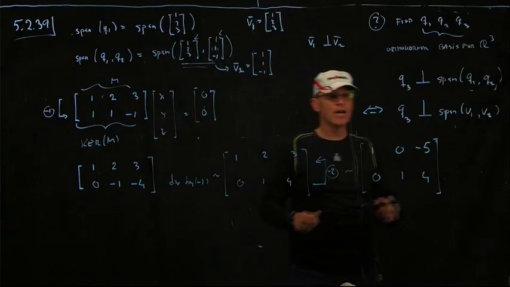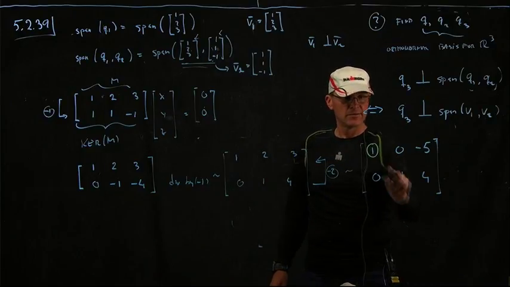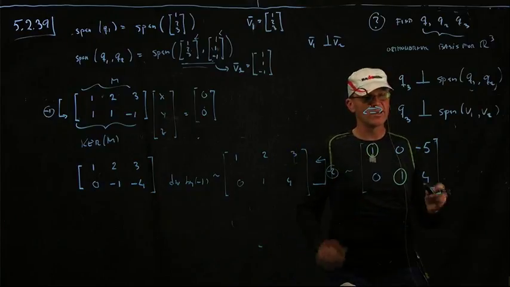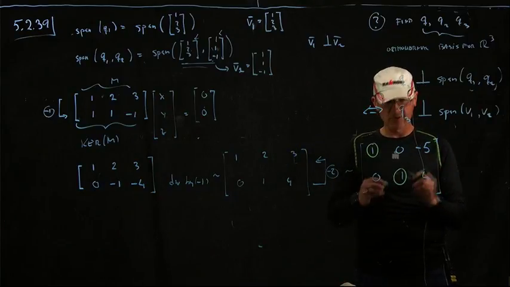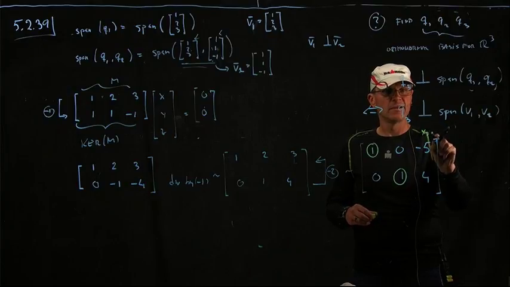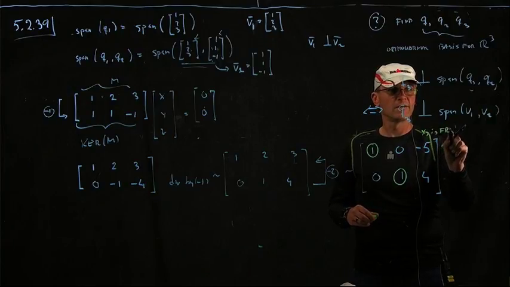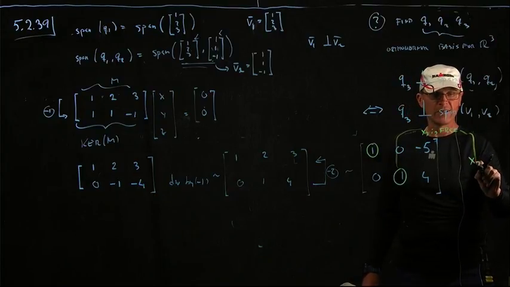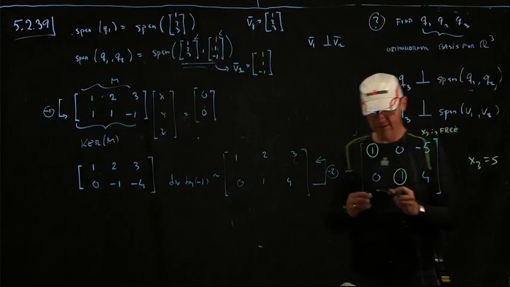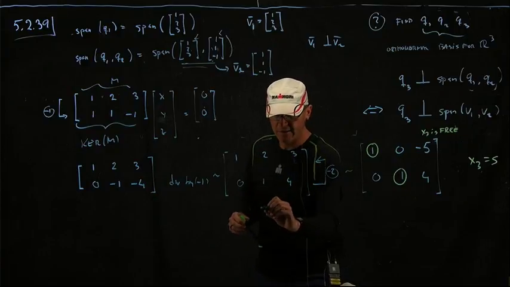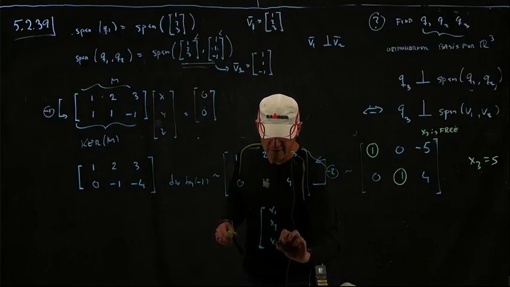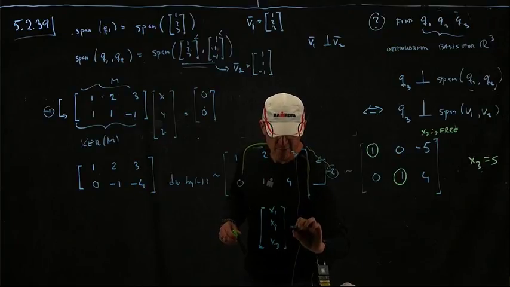So we have two leading variables, and we have one free variable, so x3 is free. Usual game: introduce a parameter, and we can write the solution x1, x2, x3 in terms of the parameter.